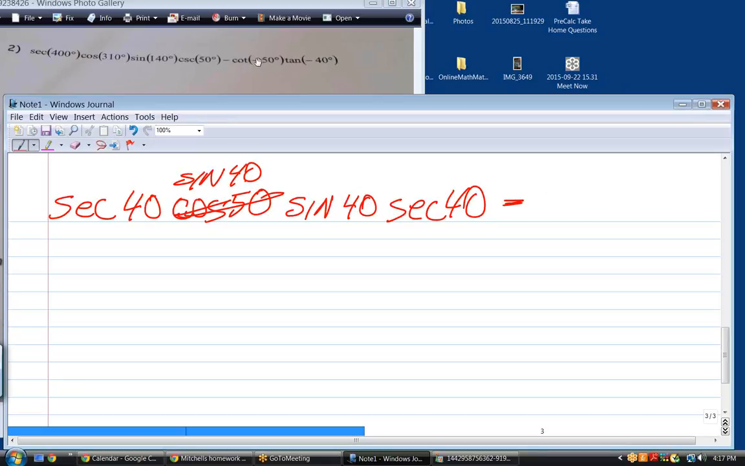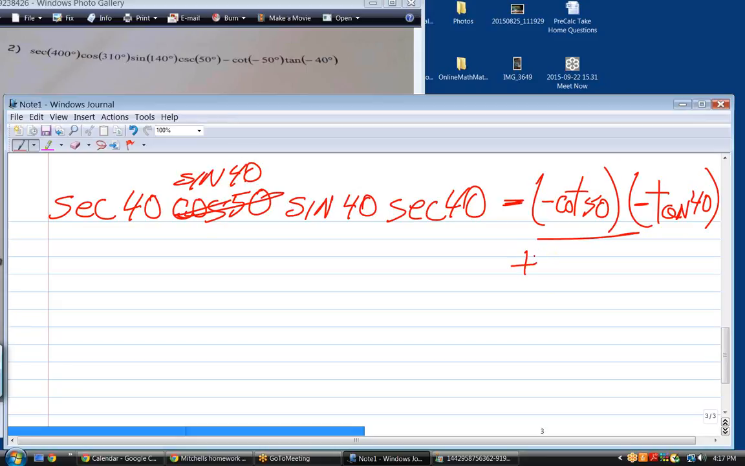well, first of all, let's turn that into a positive angle. Is cotangent of minus 50 minus cotangent of 50, or is it plus cotangent of 50? It would be minus cotangent of 50. And finally, what's the tangent of minus 40? It would just be negative tangent of 40. Okay. Now, this is the only one I've got to replace with its what? Just tangent 40. 1 over tangent 40.